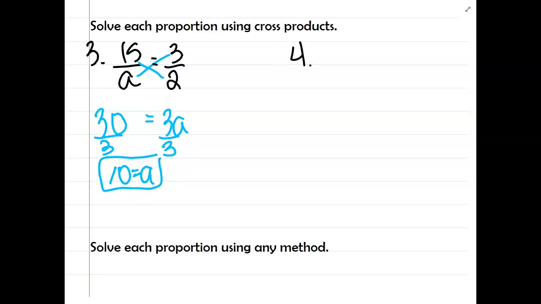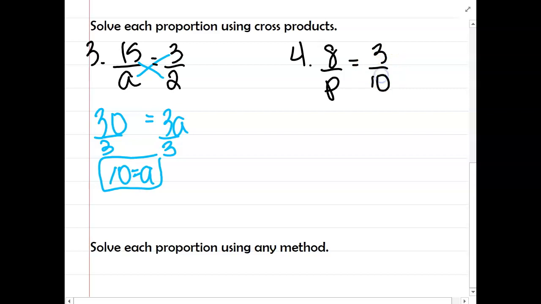Let's look at another rather simple one. 8 over p equals 3 over 10. Number 3, right? The p is in the denominator. You can't do the multiplication property if the variable is in the denominator. So instead, we're going to use cross products.